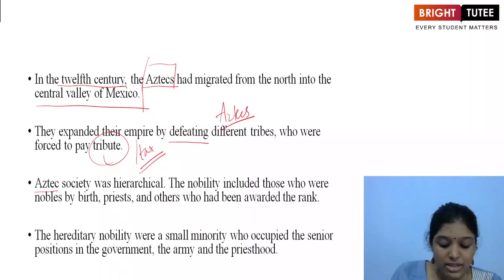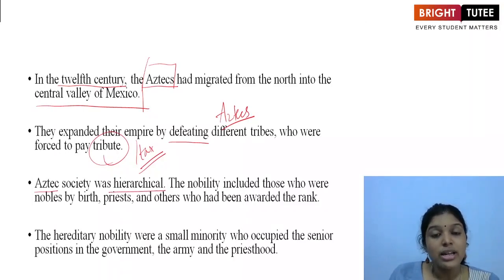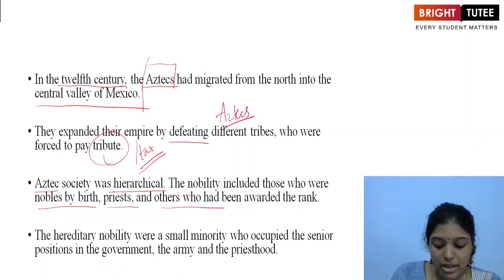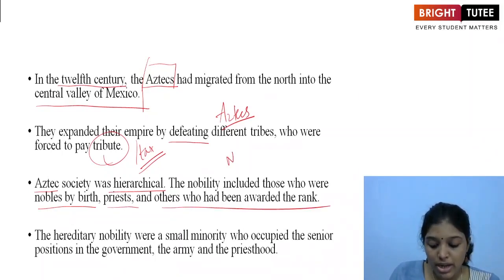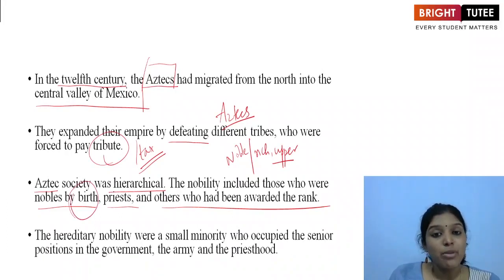And the Aztec society was hierarchical, that is, it was not that everybody was equal, but it had a hierarchy or different strata. And the nobility included those who were nobles by birth, priests, and others who had been awarded the rank. So the noble class or the rich upper section included nobles by birth. So by birth, if you are born into a very influential and affluent or rich family, you are termed a noble. And then the priests also had a noble status. And then others who were awarded ranks by the rulers were also considered noble category.